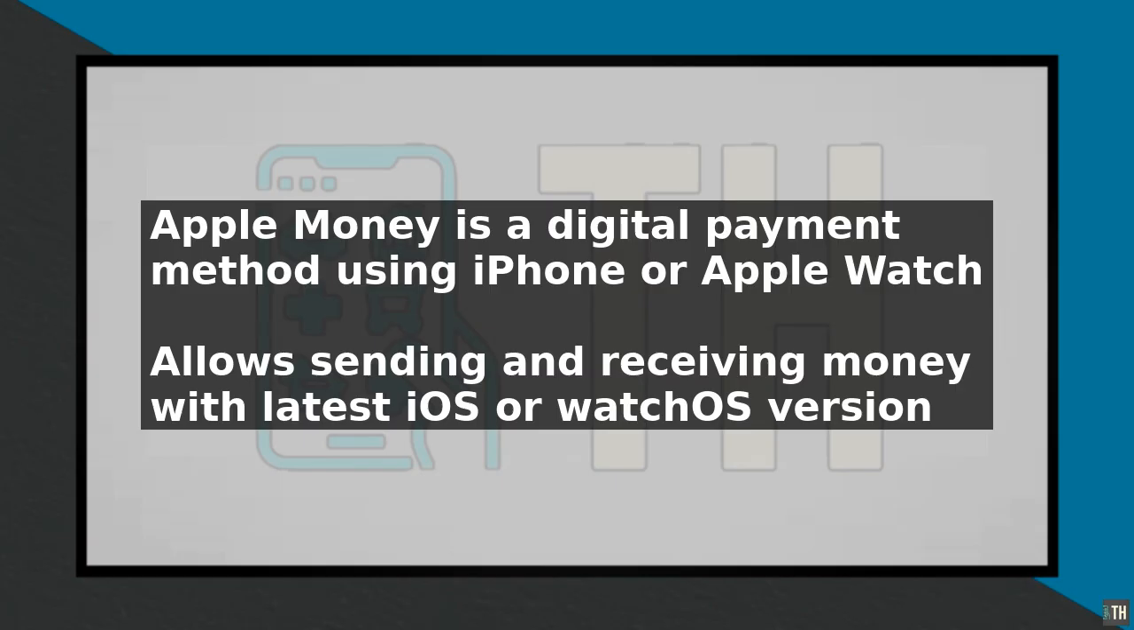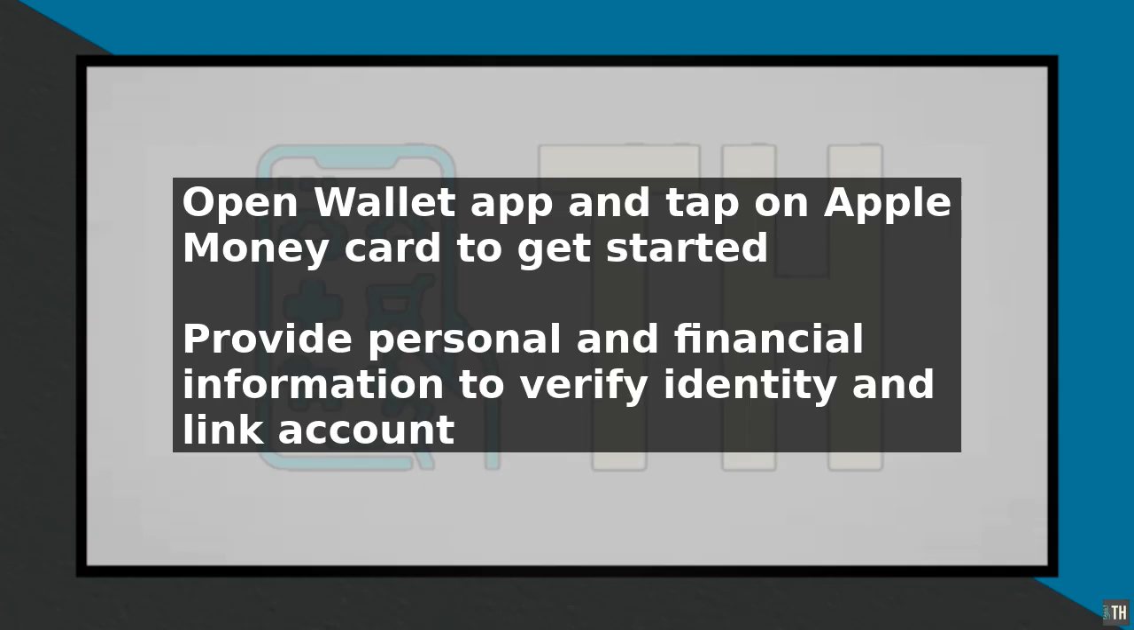First, open the Wallet app on your iPhone or Apple Watch and tap on the Apple Money card. If you do not have an Apple Money card, you can set one up by tapping on the plus sign and following the prompts. You will need to provide some personal and financial information to verify your identity and link a bank account or debit card to your Apple Money account.